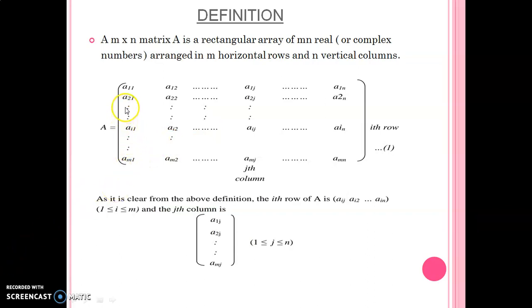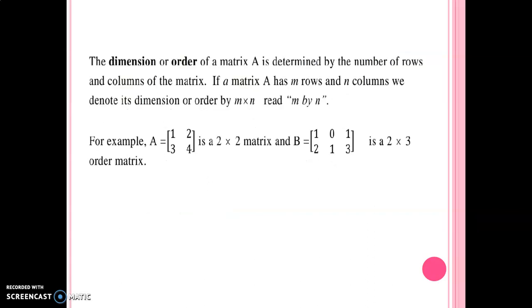So we can see that the first entry is written as A11. That is, it is in the first row and in the first column. Similarly, the A12 entry corresponds to the first row and second column, and so on.